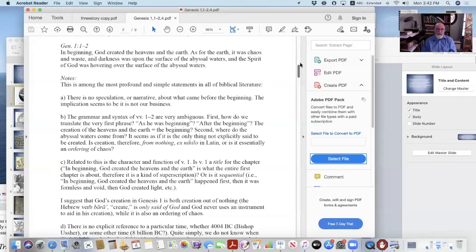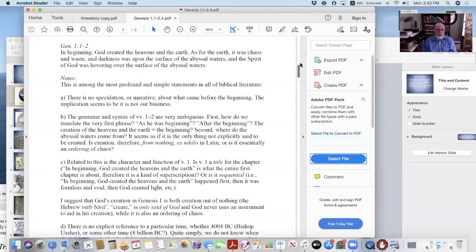Is creation, therefore, from nothing, that is, by fiat, in Latin ex nihilo, out of nothing? Or is creation that God affects in Genesis 1 essentially ordering the stuff of chaos into ordered creation? And those are not simple issues that are easily responded to, but I will give my best shot at it.